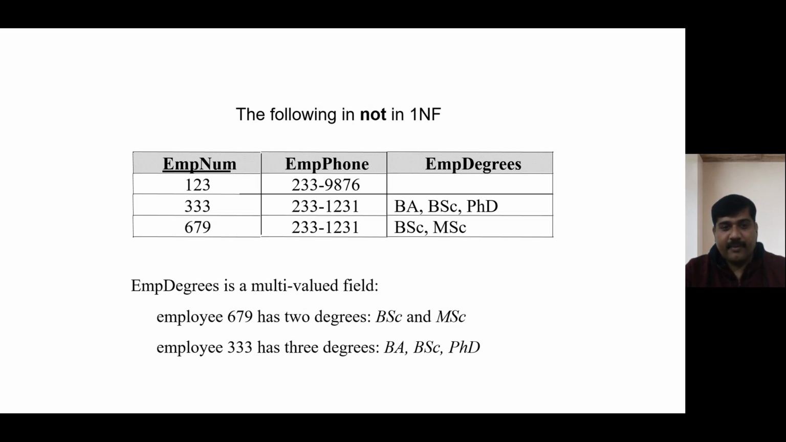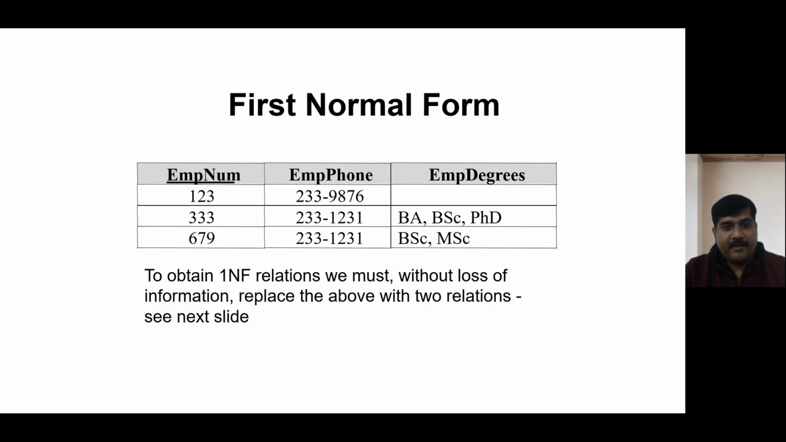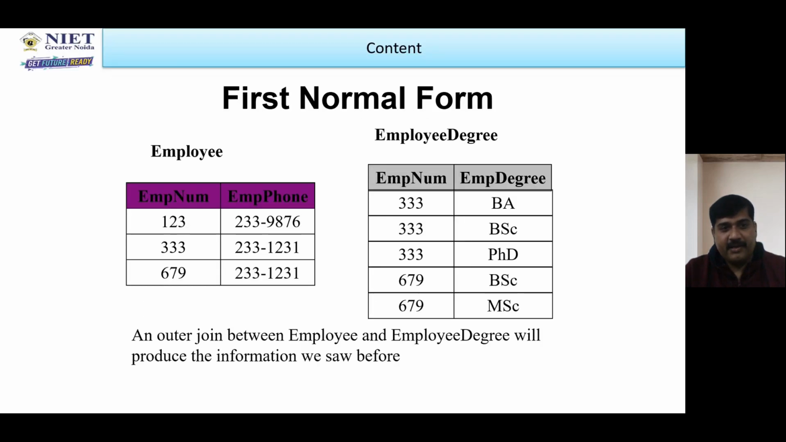See here. The first table is the employee table, in which we have employee number and employee phone. The second is employee degree, in which again we have employee number and employee degree. In this way, we decompose a complex relation or table into two simple and well structured tables, employee and employee degree. And if we join these tables, we will again get the original one. But these two tables are in first normal form.